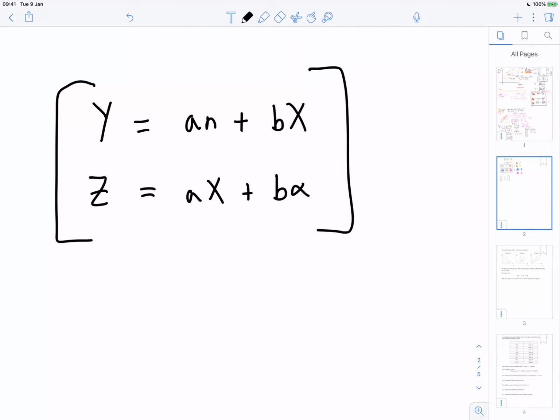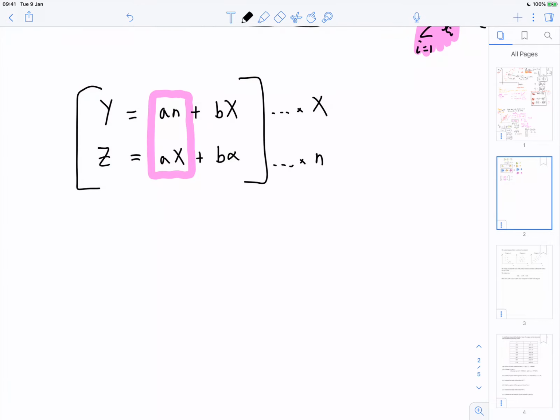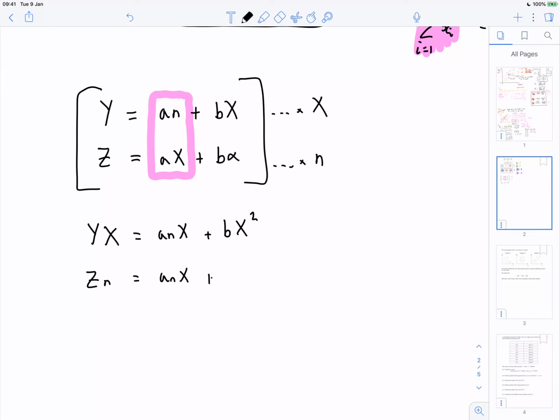Okay, so for no particular reason, I am going to try and eliminate A. So if I take the top equation and times it by capital X, and I take the bottom equation and times it by N, then I'm going to get ANX in both lines. I.e. the top equation becomes Y times X, and this equals ANX plus B X squared. And the second line becomes Z times N equals ANX plus BN alpha. Right. Okay.